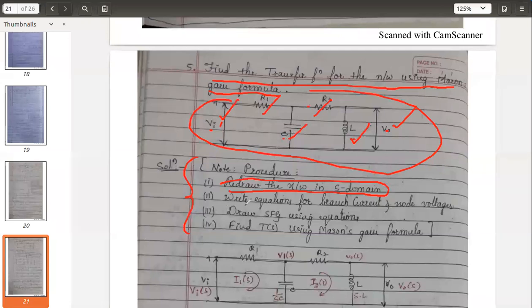Then second step, you have to write the equations for branch currents and node voltages. Again, you should say how many nodes are there here. You can see this is one node, this is one node. So 2 nodes are there here. So you have to write the equation for 2 nodes. So how many currents are there? 2 loops. Hence you have to get the equations for these 2 loops. So totally 4 equations you get here. And you already know, if the equations are given to you, how to draw the signal flow graph. So the first 2 steps are important. Third is drawing the signal flow graph, and fourth one is finding the transfer function. So let us solve this question.